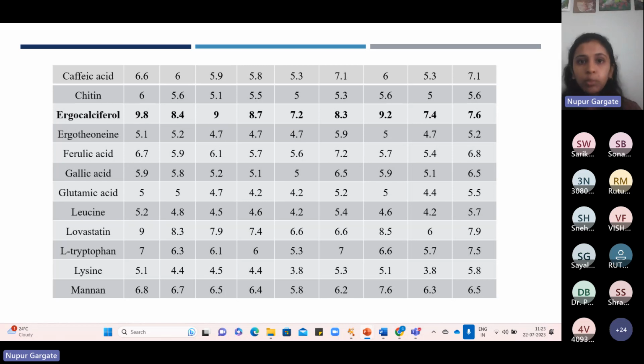And because it has a very good binding affinity, it can actually act as a nutritive source of vitamin D. Since we also know from studies that vitamin D deficiency is linked with breast cancer onset, we can say that mushroom, because it has ergocalciferol in it, and because ergocalciferol has a good binding affinity with all of these 9 genes, can be used as a nutritive source.